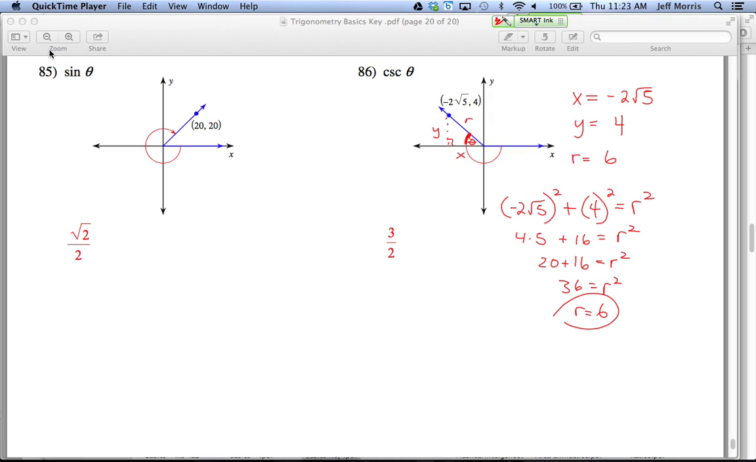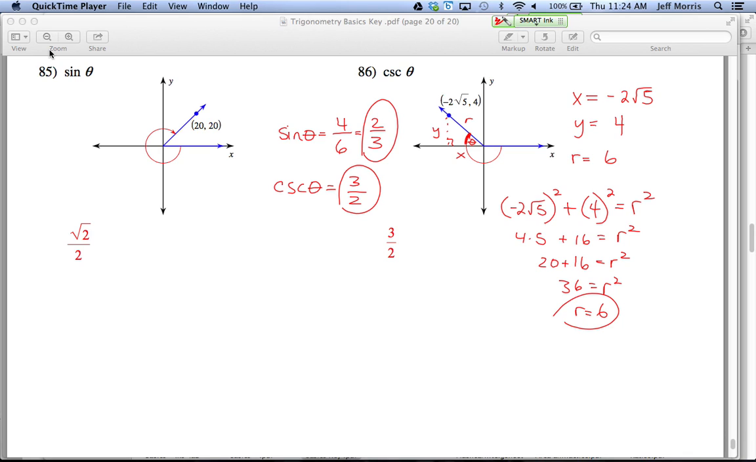Okay? So once I get that, I can find any trig ratio. I can start with sine. Sine is what? Y over r. What's y? 4. What's r? 6, which is 2/3. Bam, done. Cosecant's just the reciprocal of that. So I can shortcut cosecant just by doing what? Flipping sine. Done. That's what the sine of theta equals. That's what the cosine of theta equals.